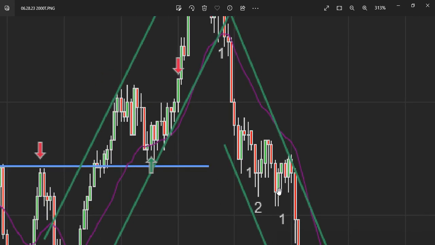A signal bar is only a signal bar if you choose to take a trade off of it. If you don't choose to take a trade, then signal bars do not exist. They cannot exist because you're not using them as signals, because you're not actually taking a trade from it.